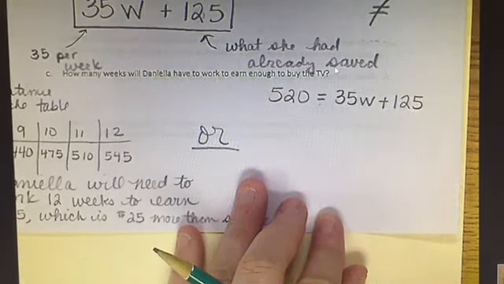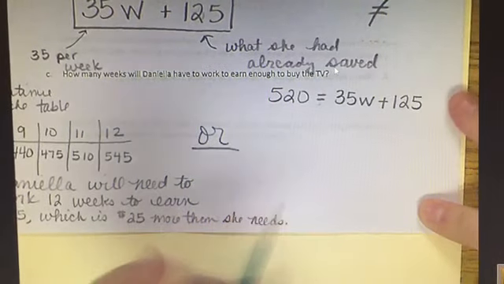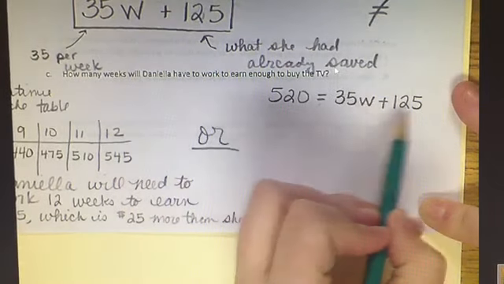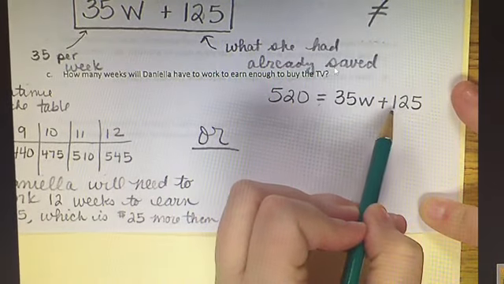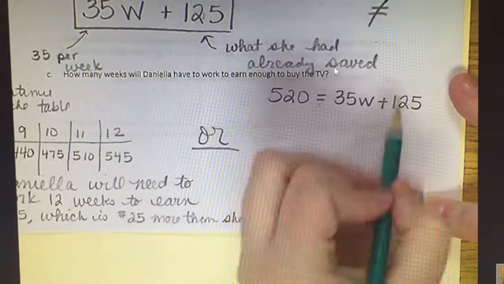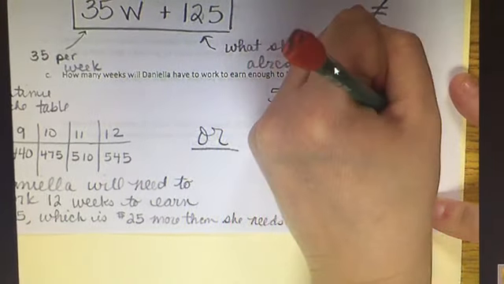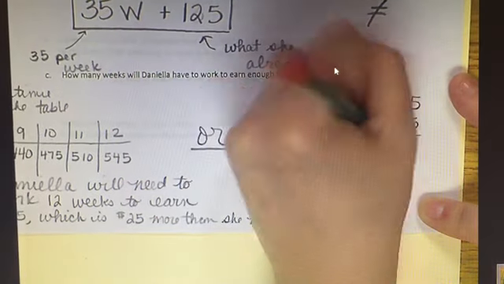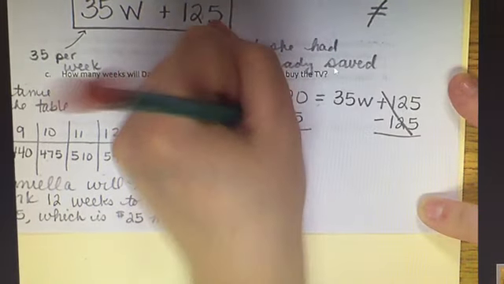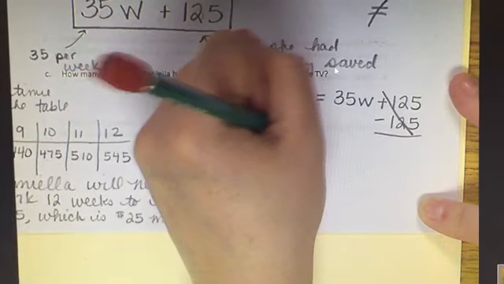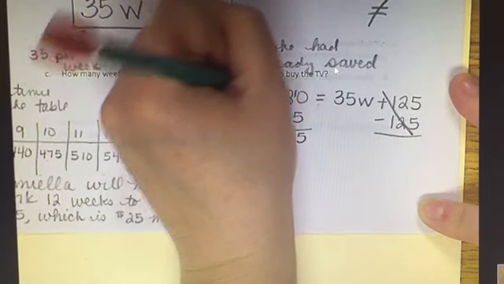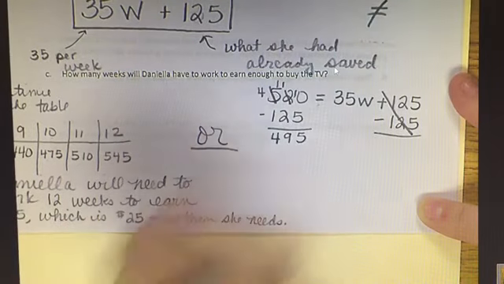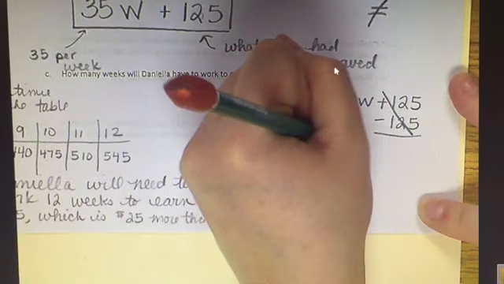Okay, so then what you would do is we're basically going to solve for W. Okay, we have to get rid of anything that we're adding or subtracting first. So we're adding 125, so we're going to subtract 125. These cancel. This becomes 495 equals 35W.